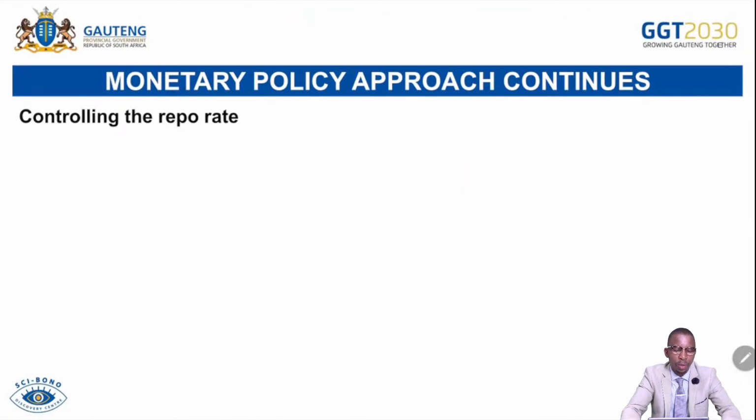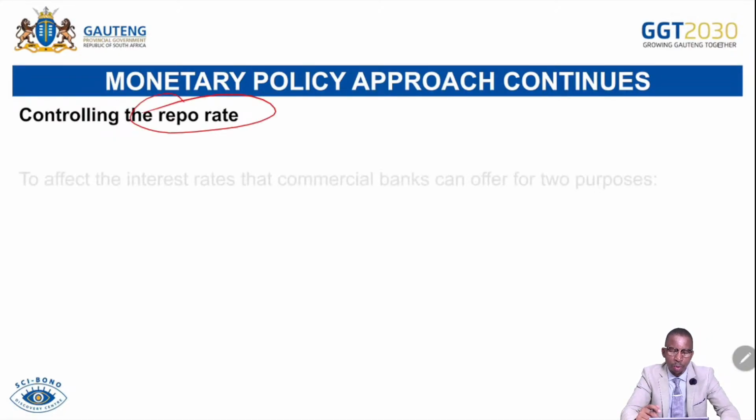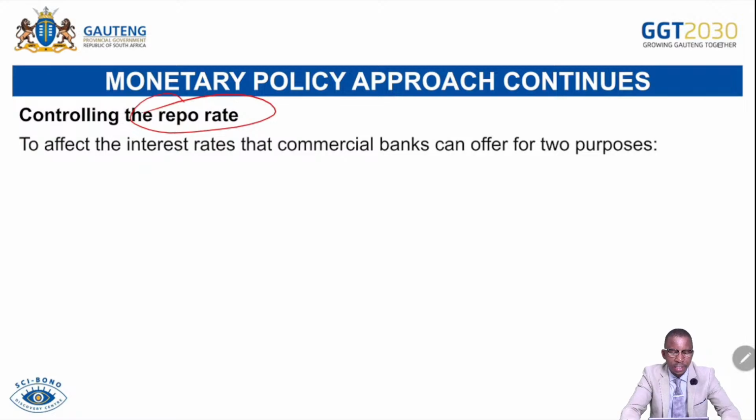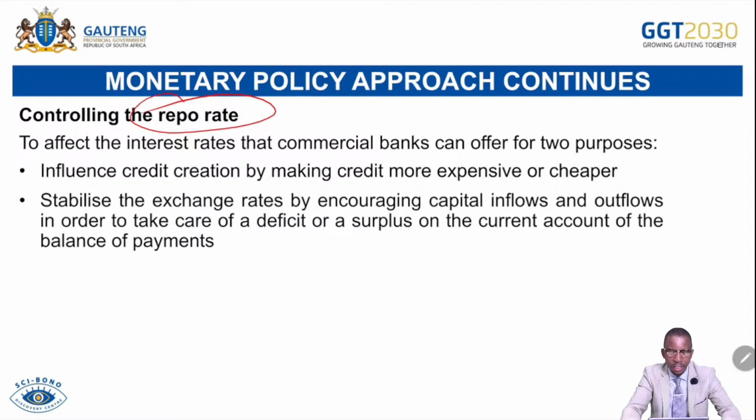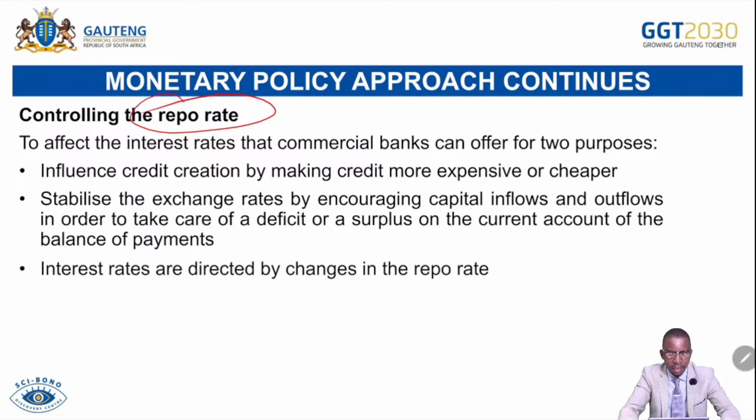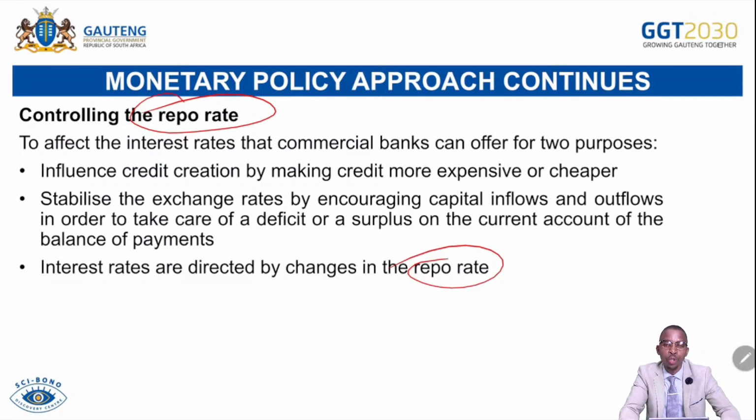Then we continue controlling the repo rate. Remember, the repo rate refers to the interest rate charged by the Reserve Bank to commercial banks on their borrowings. So to affect the interest rate that commercial banks can offer, for two purposes: influence credit creation by making credit more expensive or cheaper, and stabilize the exchange rate by encouraging capital inflows and outflows in order to take care of a deficit or surplus on the current account of the BOP. Interest rates are directed by changes in the repo rate. Whenever the repo rate changes, interest rates will also be changing.